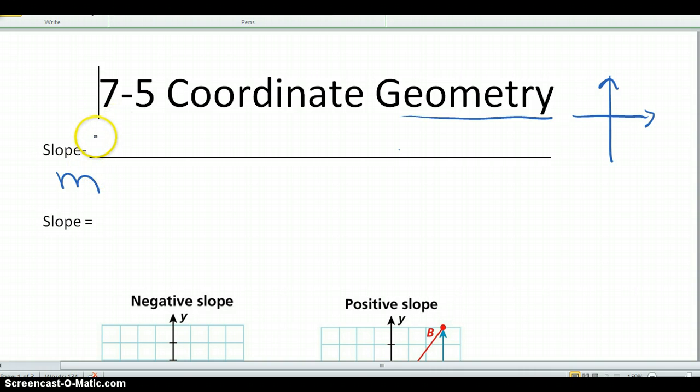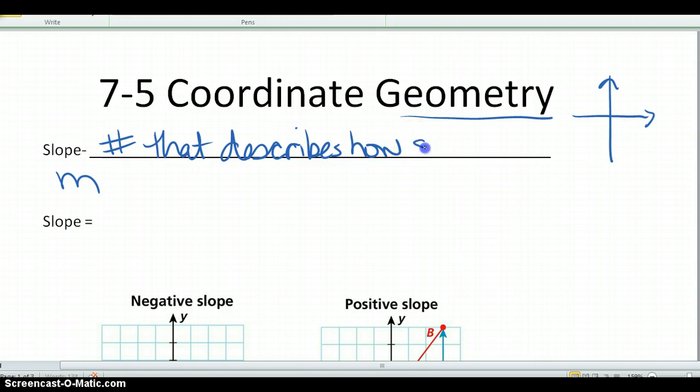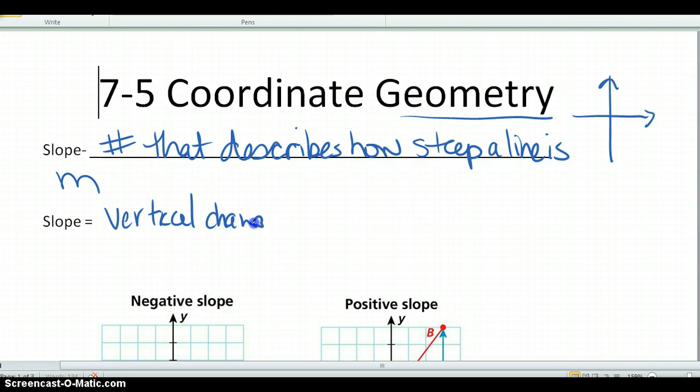M and slope is the number that describes how steep a line is. Okay, we can also think of it as the vertical change over the horizontal change.